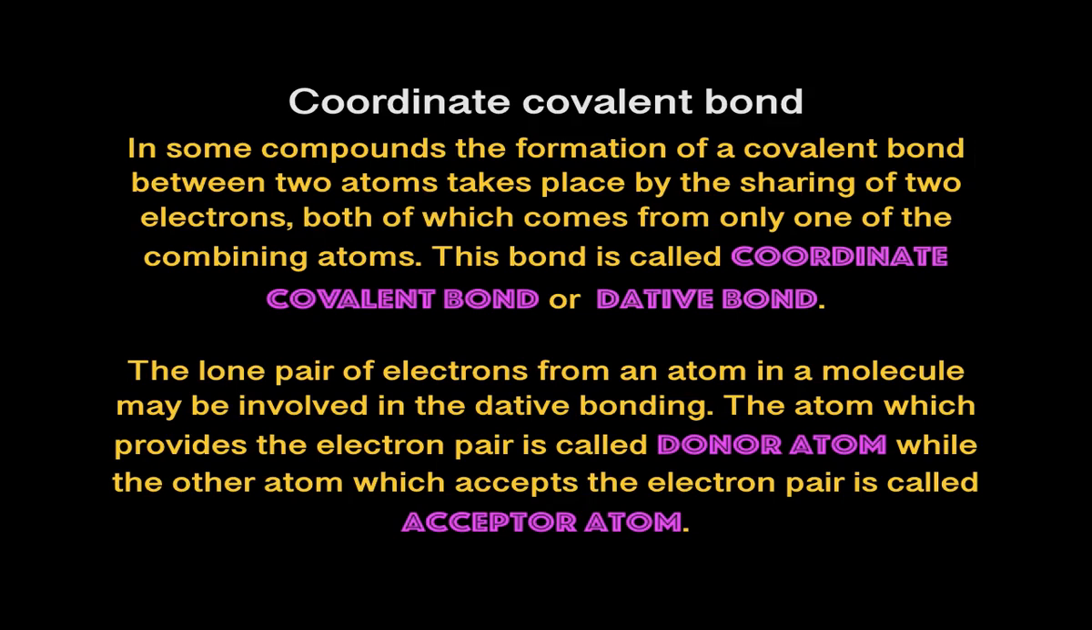The lone pair of electrons from an atom in a molecule may be involved in the dative bonding. The atom which provides the electron pair is called the donor atom, while the other atom which accepts the electron pair is called the acceptor atom.